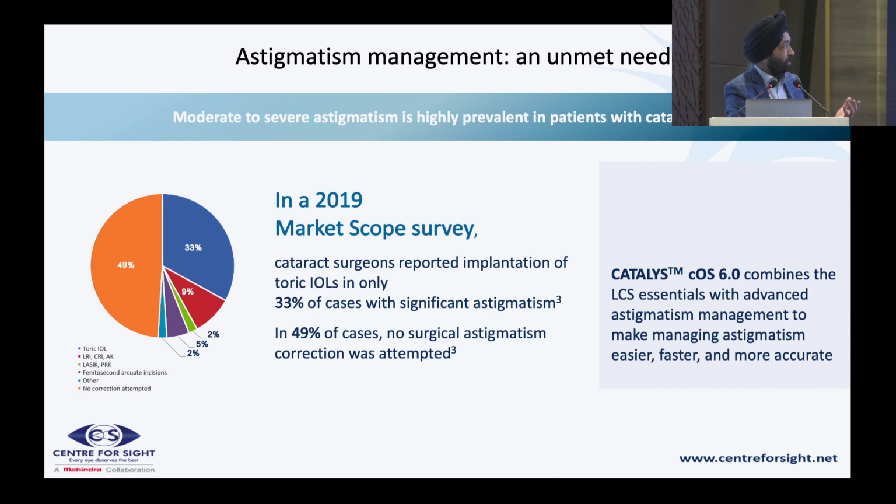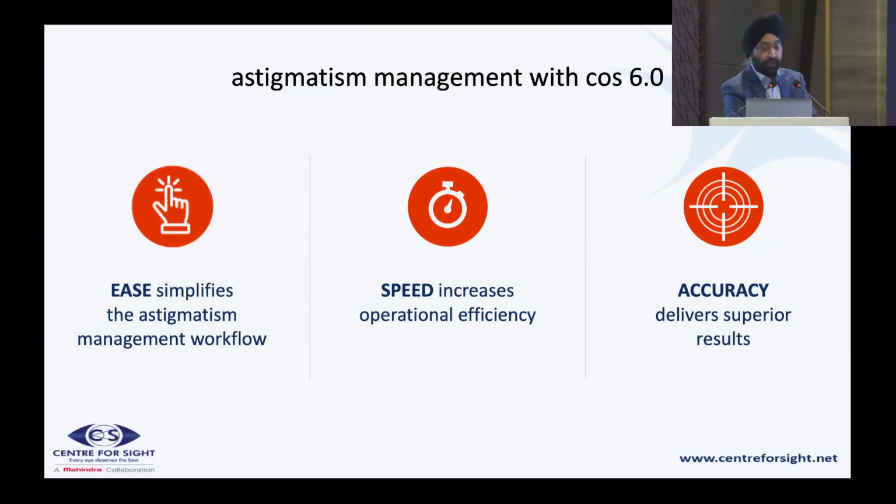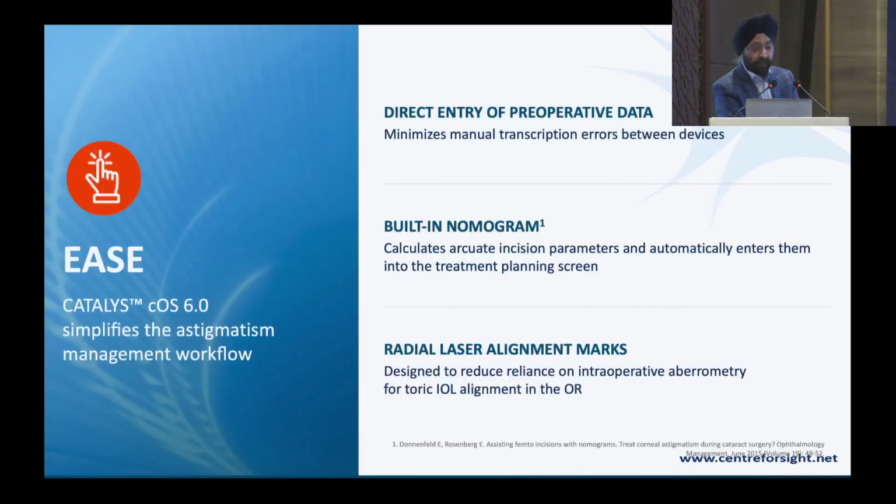So COS is the Catalys Operating System 6.0 version, and now also 7.0 version, which we'll be talking about. The 6.0 version gives you a simplified astigmatism management workflow. It increases the operational efficiency because you don't have to feed in much. It's an automated system with artificial intelligence, which is going to give you where the LRIs, etc., have to be placed, and it gives superior results.